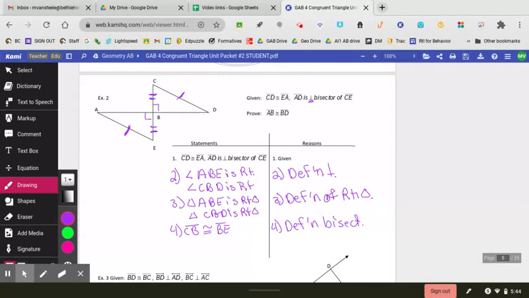And then if I look at those triangles, I have that they're right triangles. I know the hypotenuses are congruent, and I know corresponding legs are congruent. So that means that triangle ABE is congruent to triangle DBC by hypotenuse leg. And then I can say that AB is congruent to BD by CPCTC. Because once I know the triangles are congruent, I know all corresponding parts are congruent.